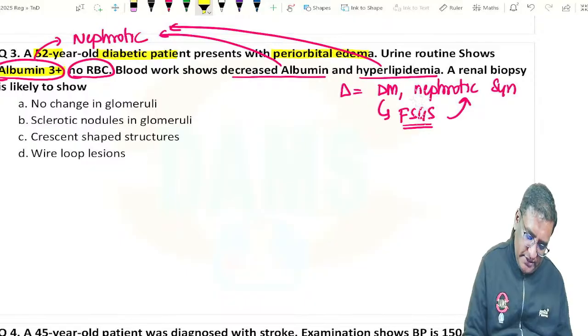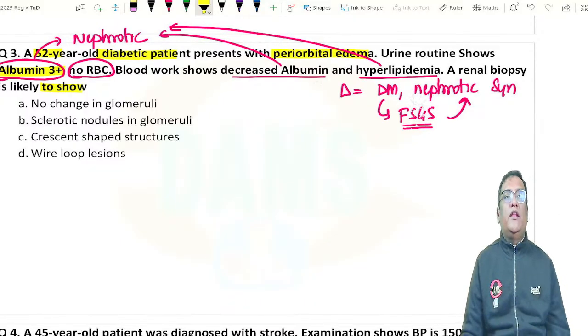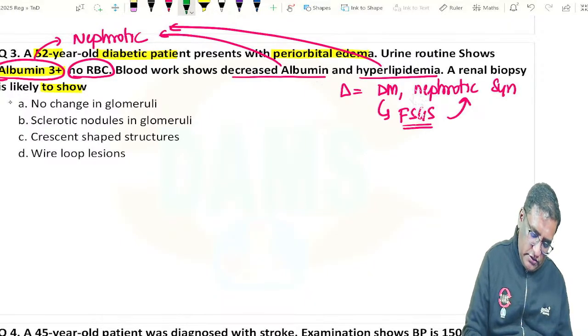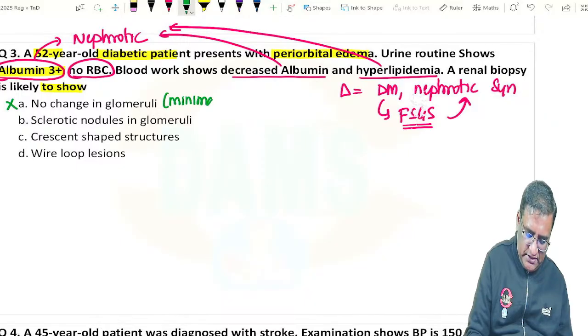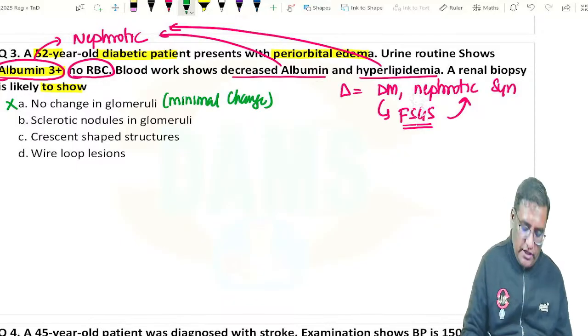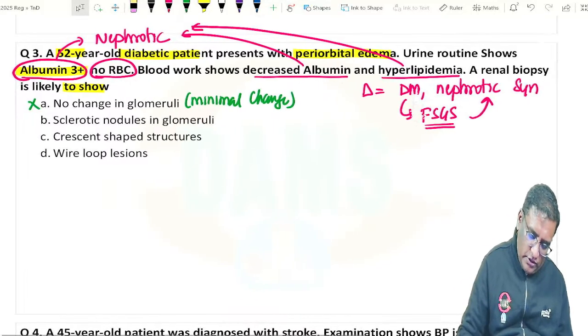So what is the question asked? A renal biopsy is likely to show what? No change in the glomeruli. This is not the answer. This will be seen in minimal change disease, isn't it? Minimal change doesn't happen at 52 years. It will occur in children. Sclerotic glomeruli, that is what will be seen.